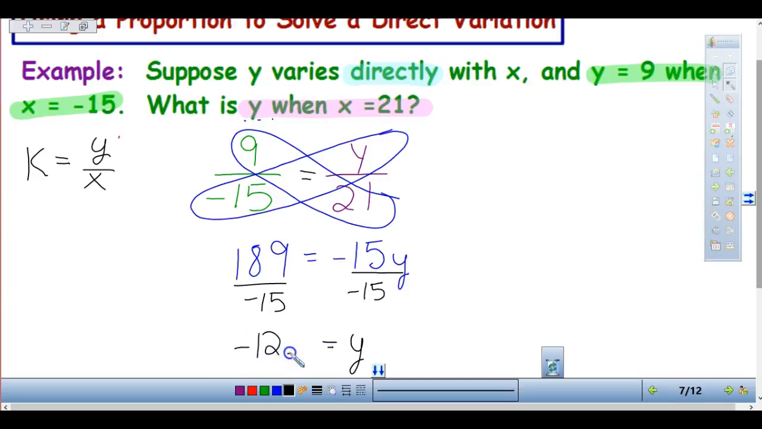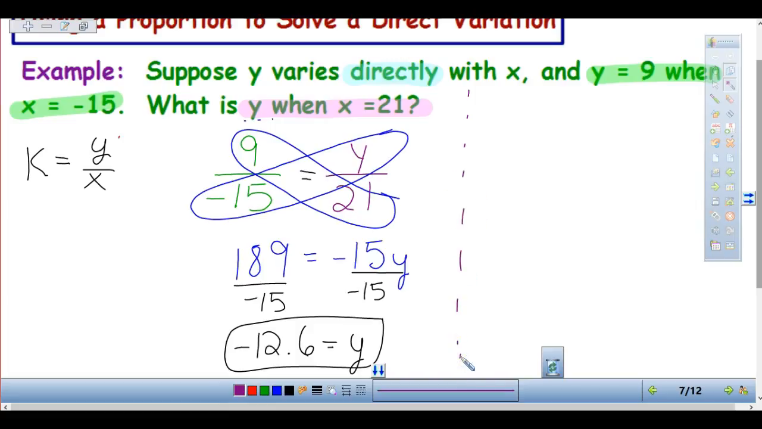You said 12, right? Notice it's a decimal, that's okay. And you can leave it a fraction if you want. I'm going to make it a decimal. So there we found y. So knowing that, to find your constant, you take y over x. That's solving it. Now, I'm going to show you the other method. You can choose if you want to write it down.